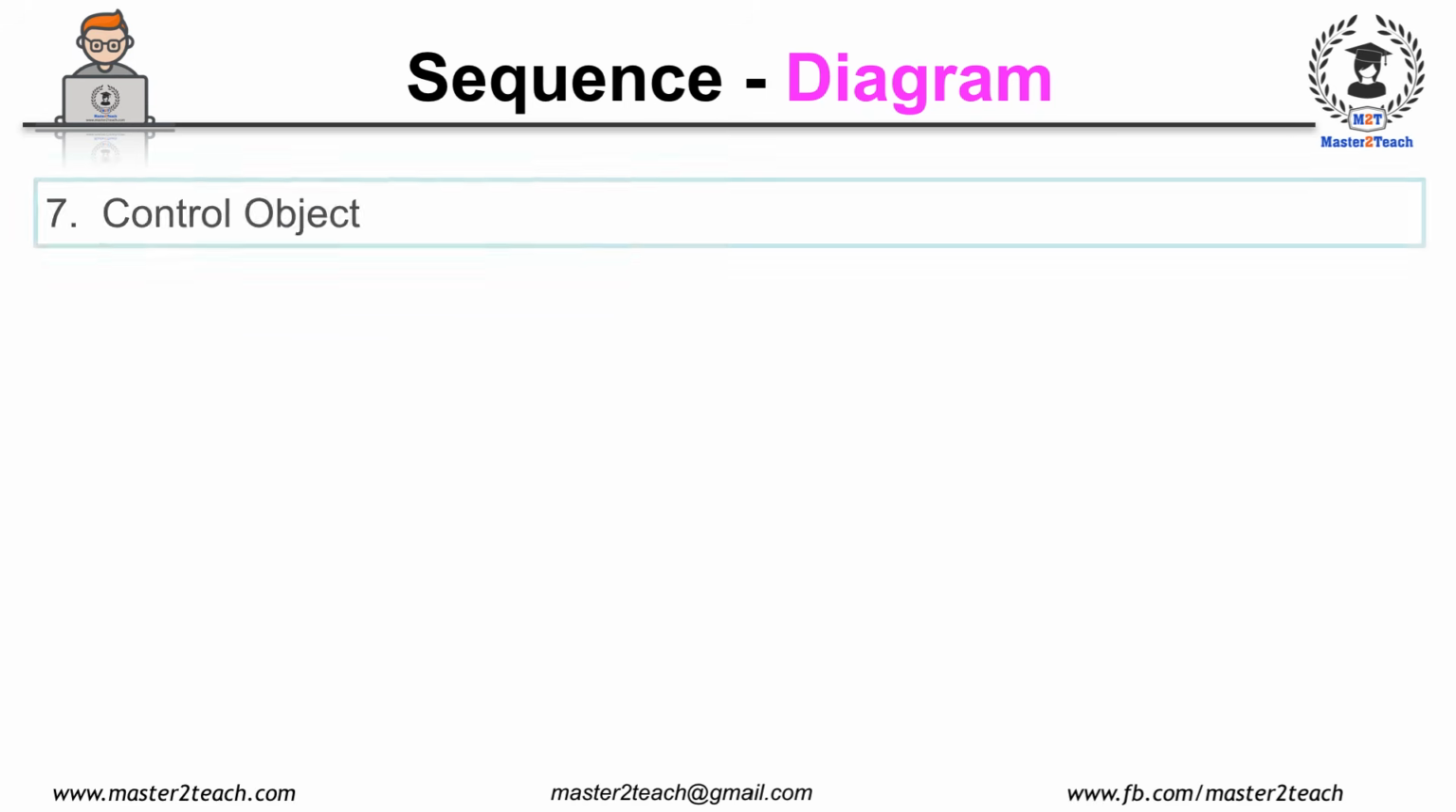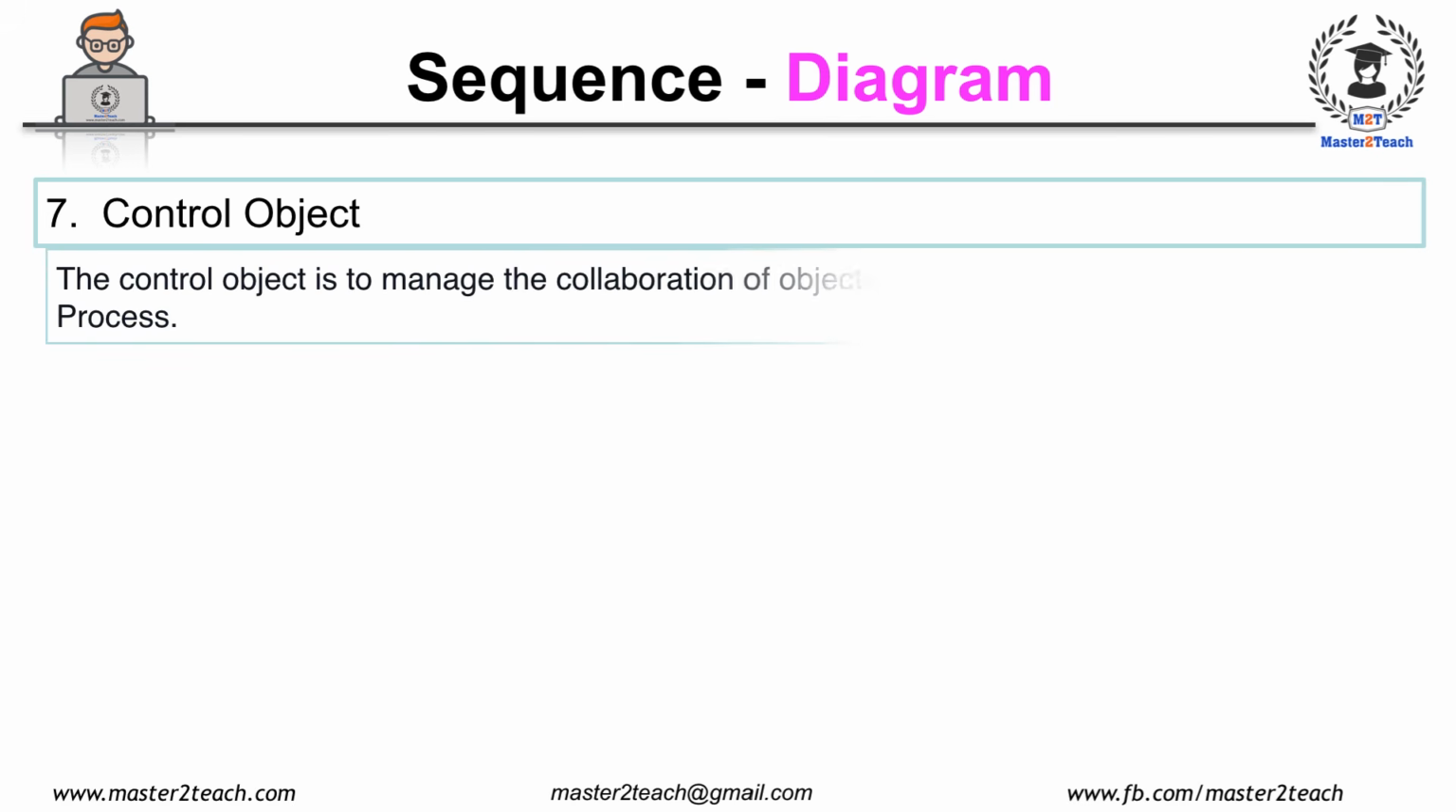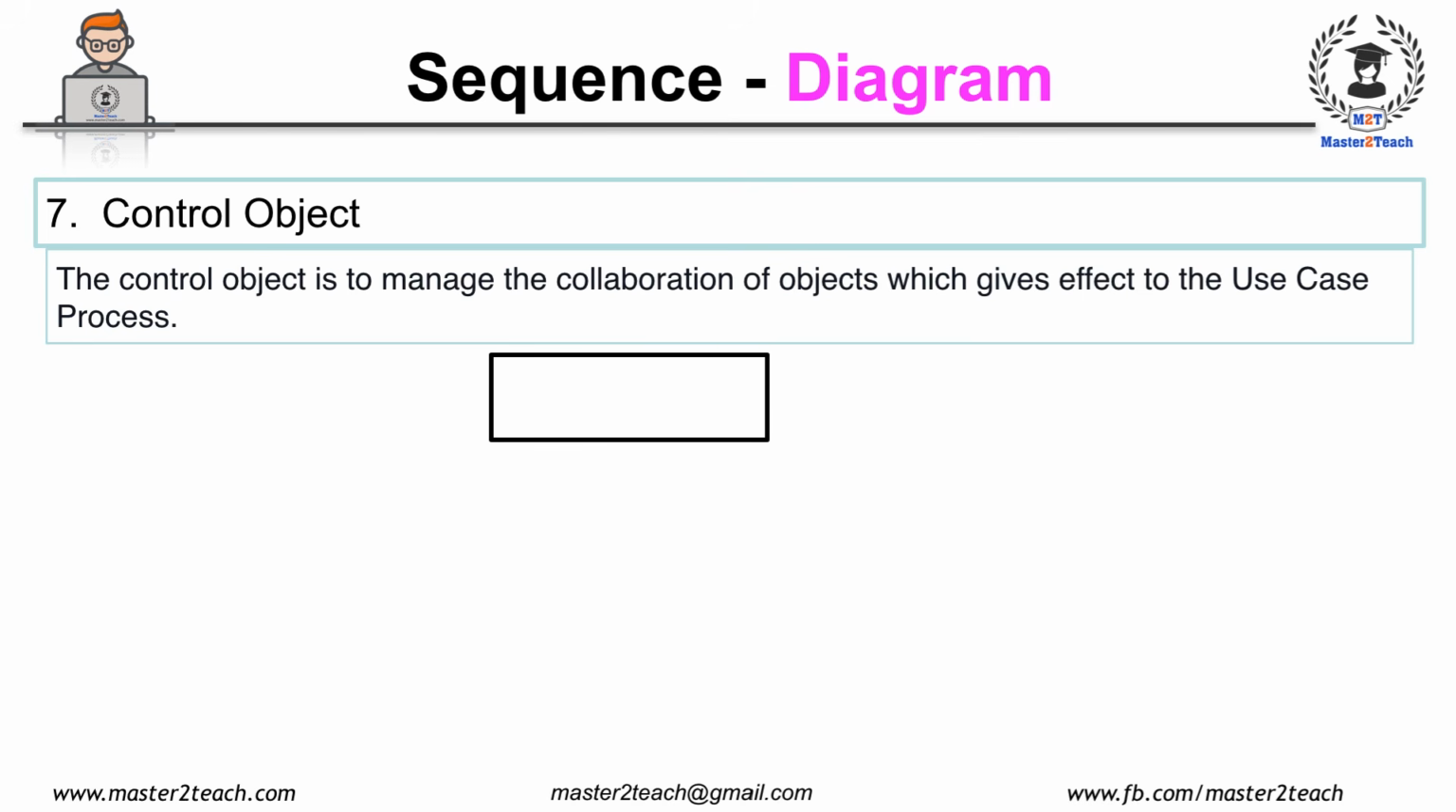Control object. The control object is to manage the collaboration of the objects, which gives effect to the use case process. The name of the controller object is the same as the use case name. Like the control object for the use case enroll student is: enroll student. Don't forget to underline the text as well.